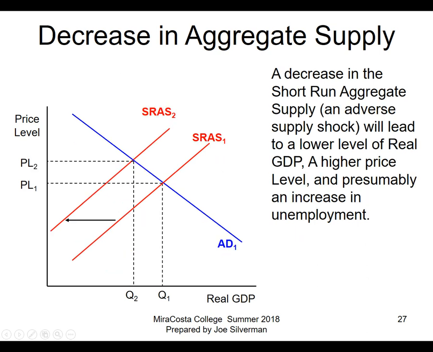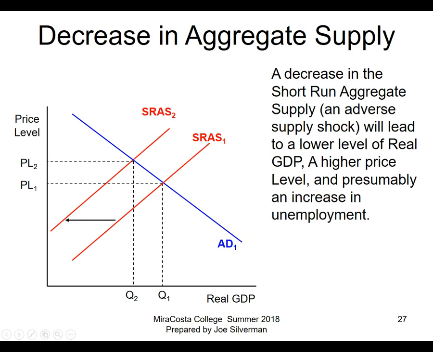If, on the other hand, the short run aggregate supply curve shifted to the left, that's what we call an adverse supply shock. That might be caused by a restraint in a commodity or something that we need to produce more goods. As a result, what would we see? We'd see lower real GDP and an increase in the price level.